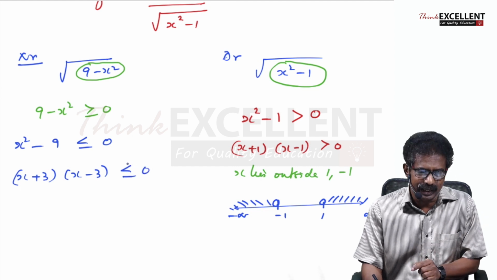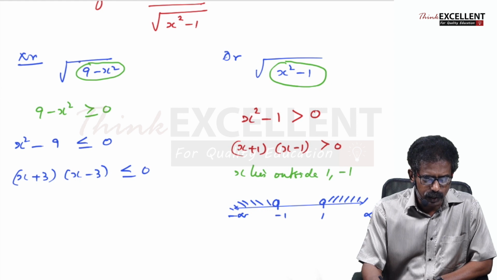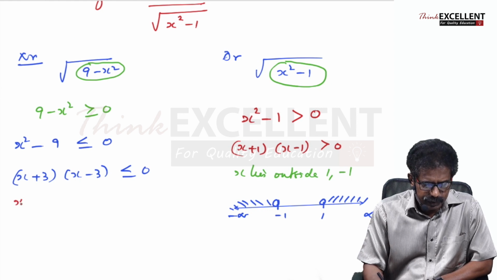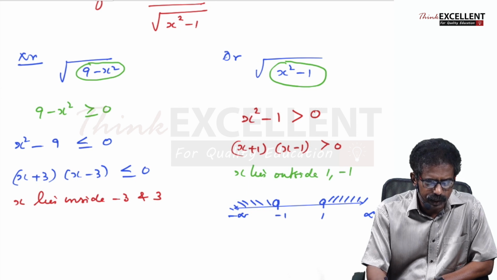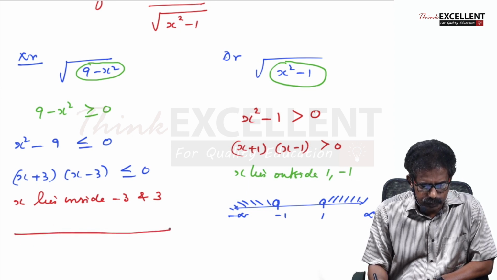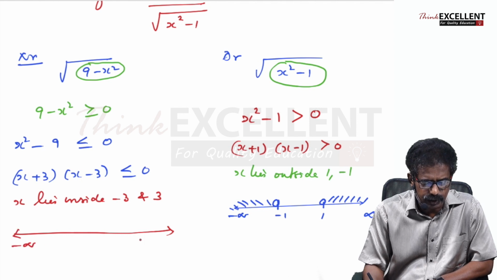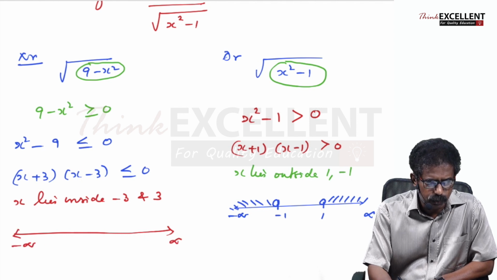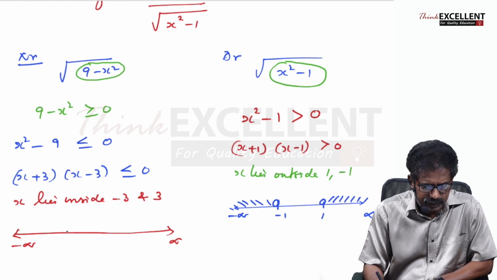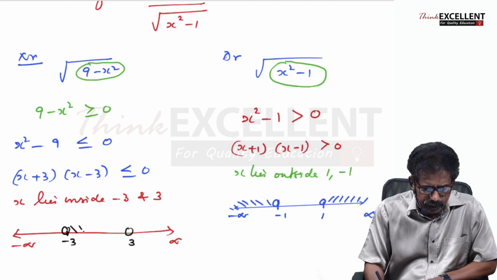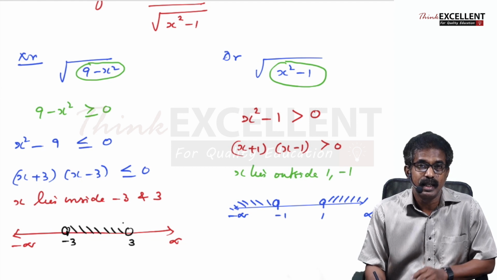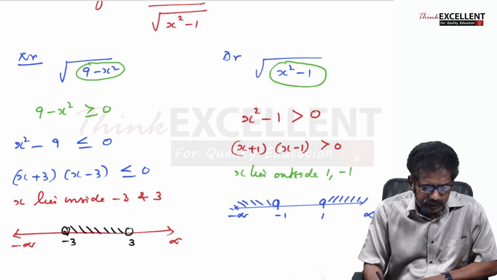Less than means inside. So what do you have to say here? X lies inside minus 3 and plus 3. For this also we draw a number line, from minus infinity to plus infinity. Which points do you have to mark? Minus 3 is on the left side, and plus 3 is here. Less than means inside. Inside means this portion. Can you take minus 3 and plus 3? Less than or equal to is there, no? So even minus 3 and plus 3 you can take.